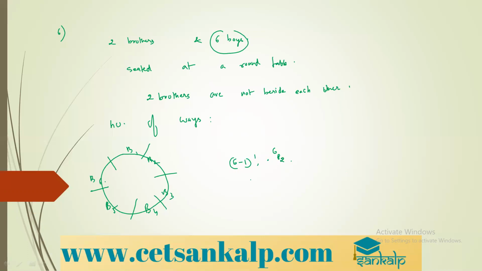Now the work is complete. 5 factorial into 6P2 is 6 into 5. Start with 6 and take 2 numbers. Now 5 factorial is 120 into 6 into 5. So that becomes 3600 ways.